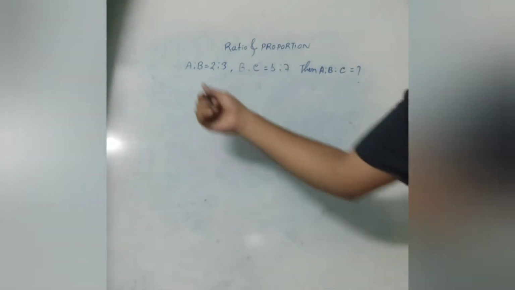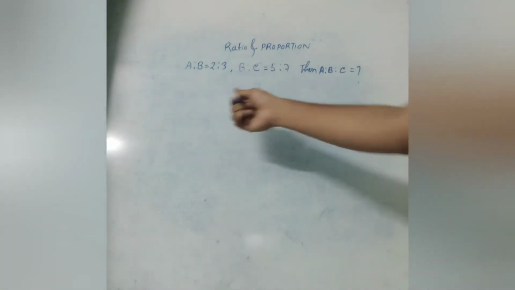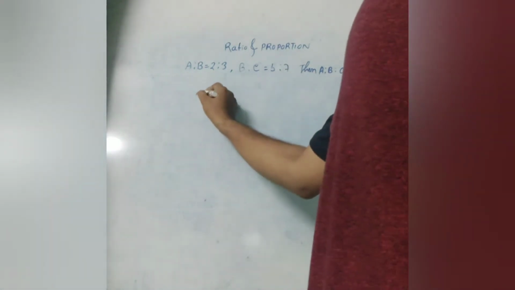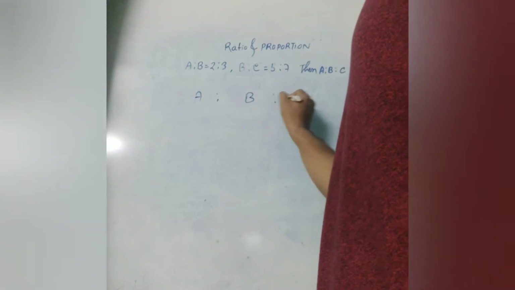In job recruitment exams, I think you will see this type of question: given A is to B equal to 2 is to 3 and B is to C equals 5 is to 7, then find A is to B is to C, and some options are given there. So we can easily calculate A, B and C by using these tricks.